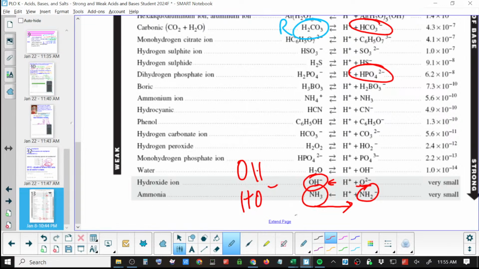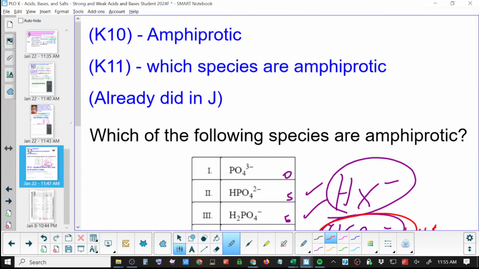Amphi is the same word that became the root ambi. So you've heard of ambidextrous. You can use both hands. If you said amphidextrous, it would be the same thing. You can do both of them.